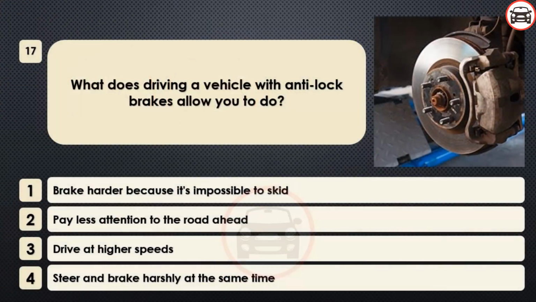What does driving a vehicle with anti-lock brakes allow you to do? 1. Brake harder because it's impossible to skid. 2. Pay less attention to the road ahead. 3. Drive at higher speeds. 4. Steer and brake harshly at the same time.